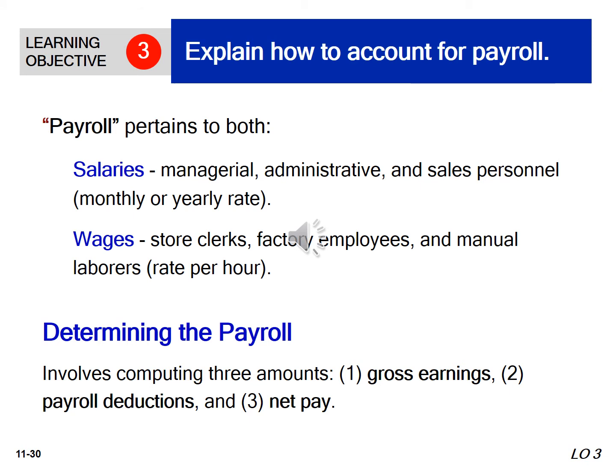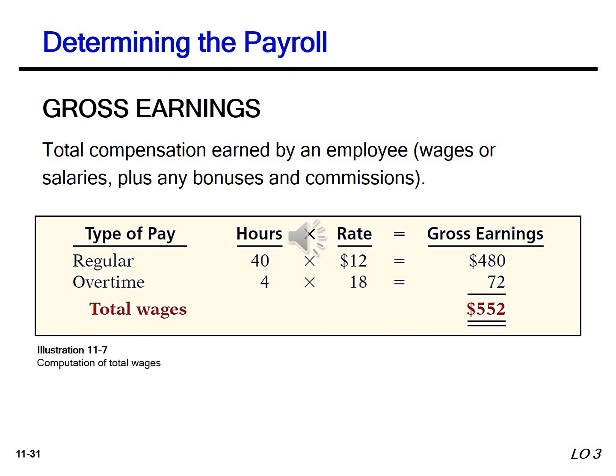Determining the payroll involves computing three amounts: gross earnings, payroll deductions, and net pay. To calculate the gross earnings of a specific worker, all we need to do is take the total compensation earned by the employee, and that includes any wages or salaries plus any bonuses and commissions. As you can see here, the computation includes the different types of pay. Here we have regular hours for this worker, which in this case are 40 hours, and the rate for those hours is $12 per hour. That will give us a gross earning of $480.